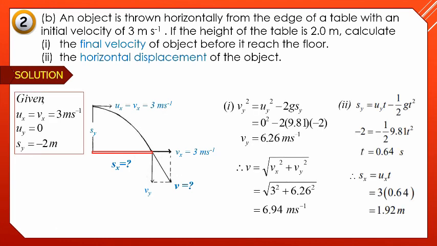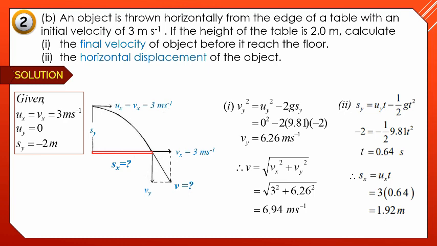For question number 2b, an object is thrown horizontally from the edge of a table with an initial velocity of 3 meter per second. If the height of the table is 2 meter, calculate the final velocity of the object before it reaches the floor and also the horizontal displacement of the object. Referring to the information given, the hidden information is ux is always equal to vx for the projectile motion, and at the maximum height, uy is equal to 0 for the object which is thrown downward. So sy, the displacement, is negative.